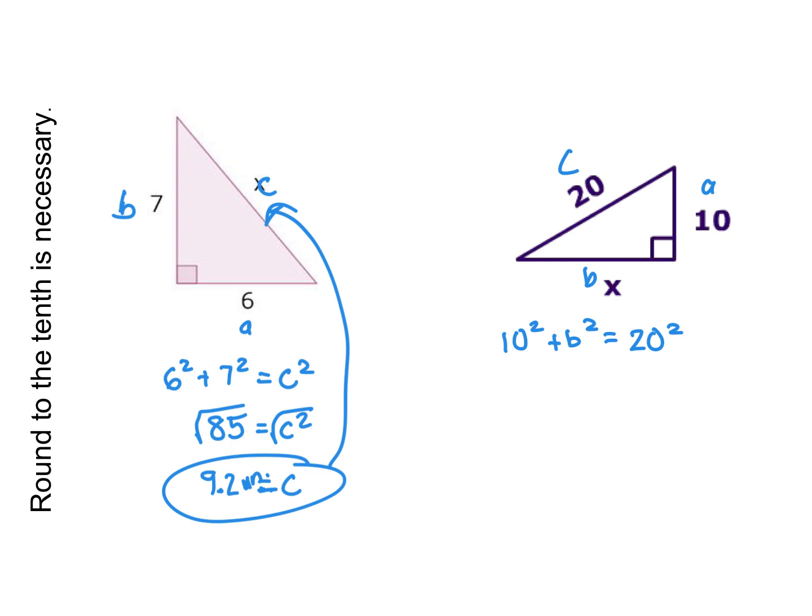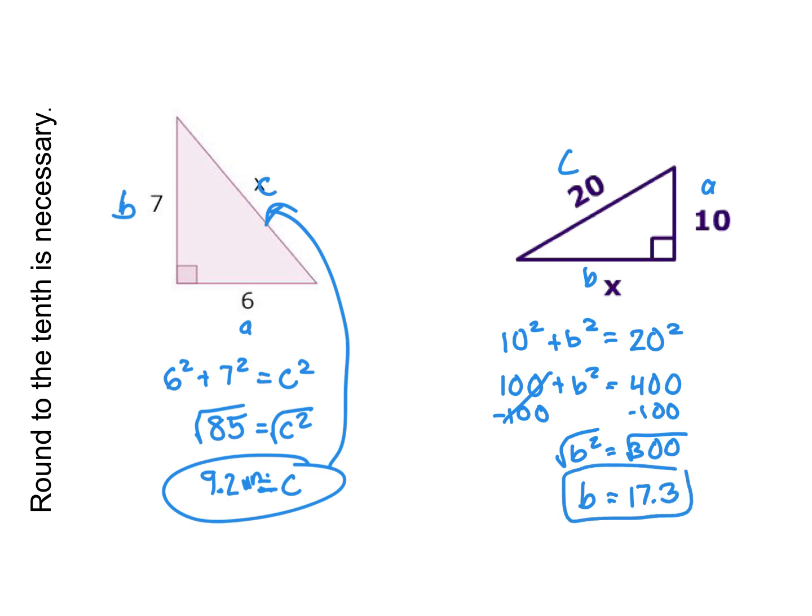So there's two ways of doing this. I'm going to go ahead and use the solving method first. So I'm going to take 10 squared, which is 100, plus B squared equals 20 squared, which is 400. I'm going to subtract 100 from each side. And now I have B squared is equal to 300. And I want to know what's the square root of that because that will give me B alone. And so on my calculator, I'm just taking the square root of 300, which is about 17.3.